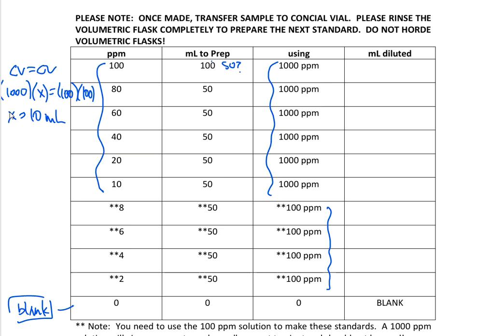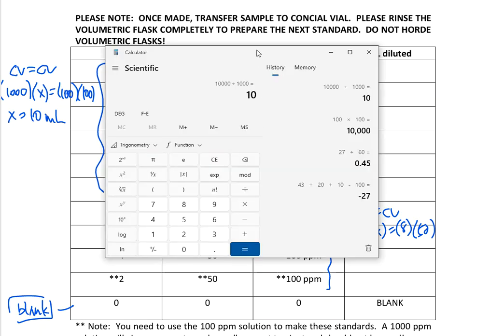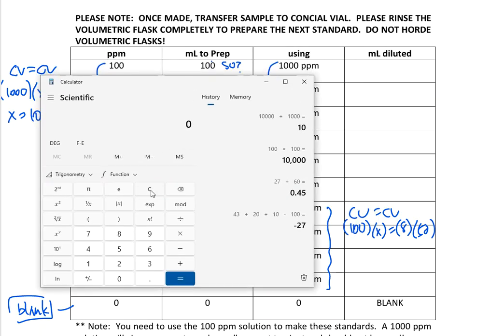All of the other standards are going to be the same way. So for instance, down here at the very bottom, I'll do C1V1 equals C2V2, and we will start here with a 100, and I don't know how much of that to use. That's what I'm trying to find out. And I need a concentration of 8, because that's what the table tells me to make. And in this case, I need 50 milliliters in total. So again, I'll just do the same thing once more.